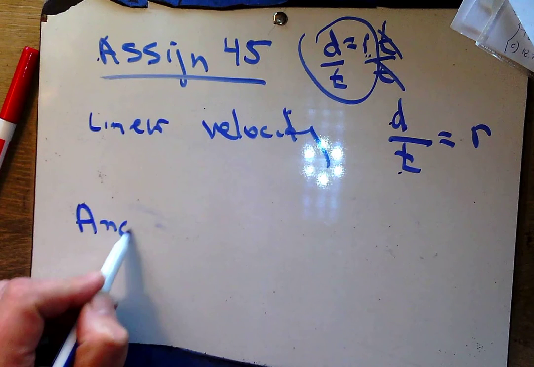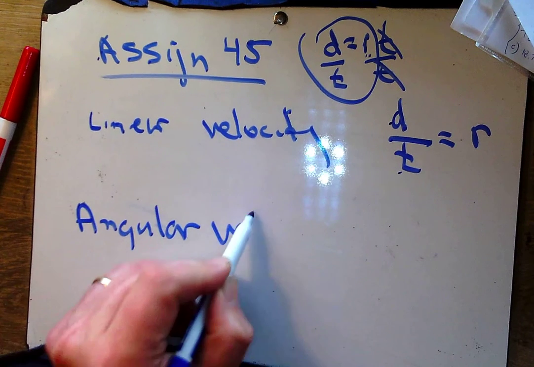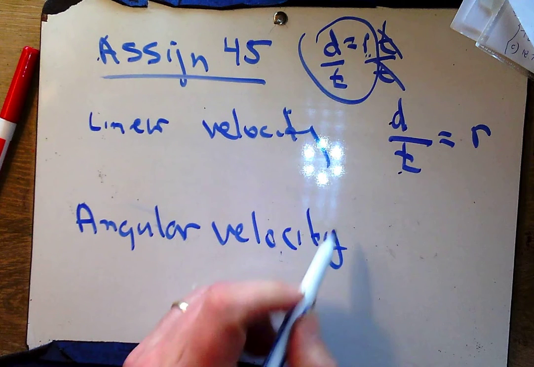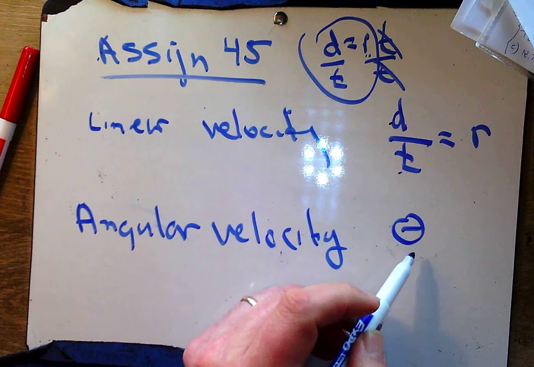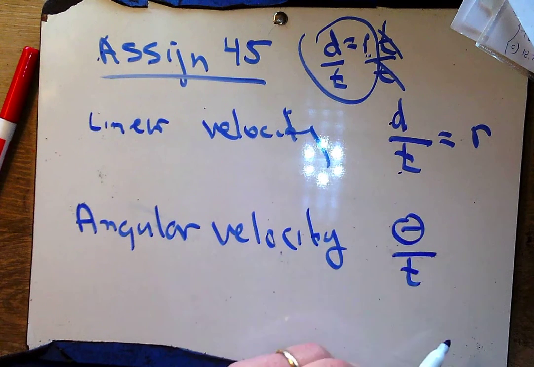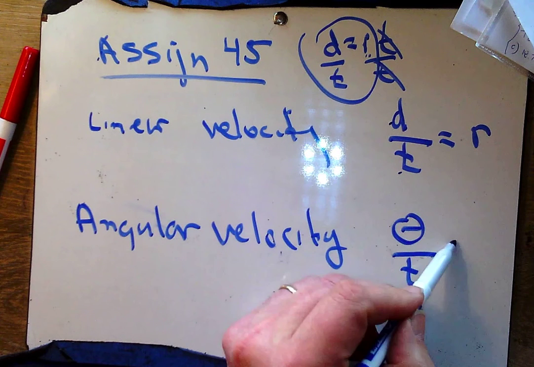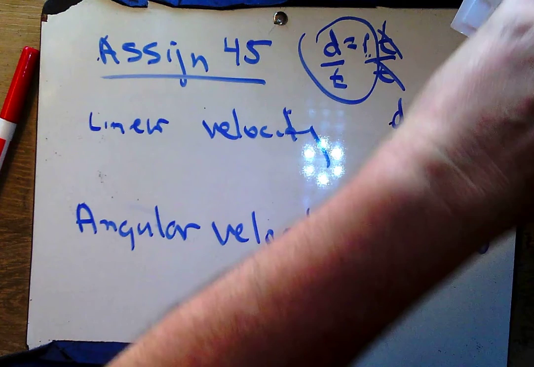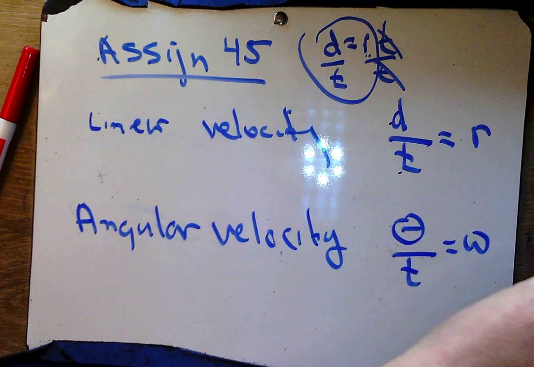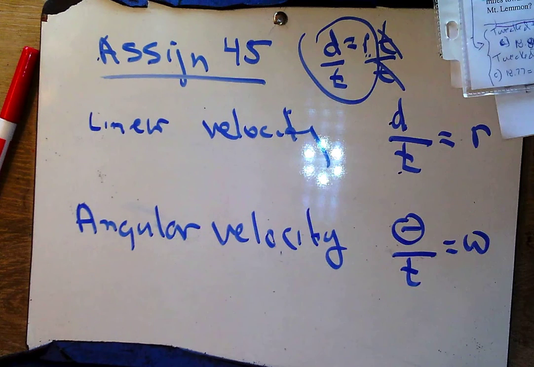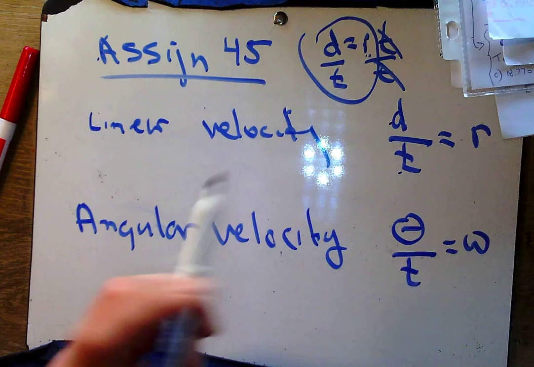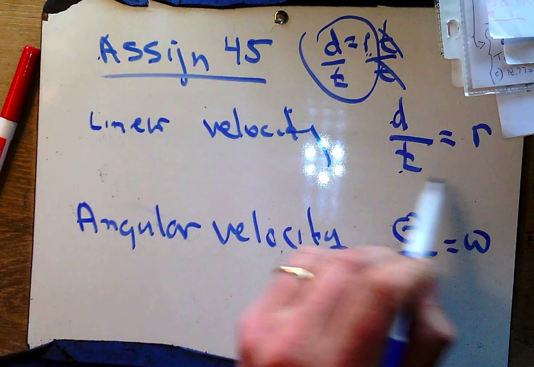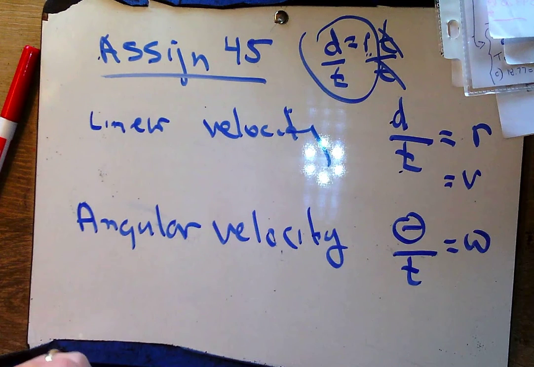Well, angular velocity is a certain amount of angle you go through in a certain amount of time. Oh, and that's a little omega for angular velocity. And linear velocity, I believe my notes handout said v.